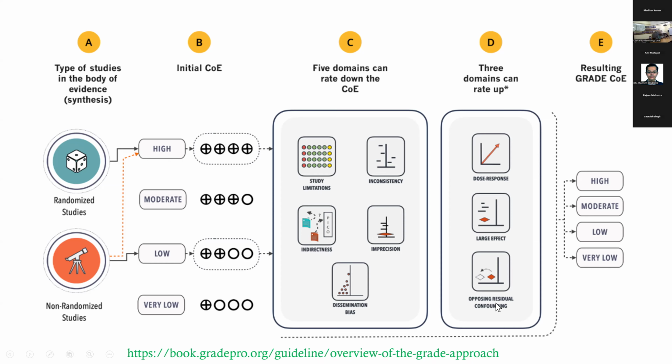And then opposing residual confounding. So always in cohort studies, case control studies, we are always worried about confounding. And if these people have adjusted for confounding, or the confounding is going in the same direction as everything else, then you can rate up the quality of this. So in the end, we come to the resulting confidence, we say high, moderate, low or very low quality of evidence.